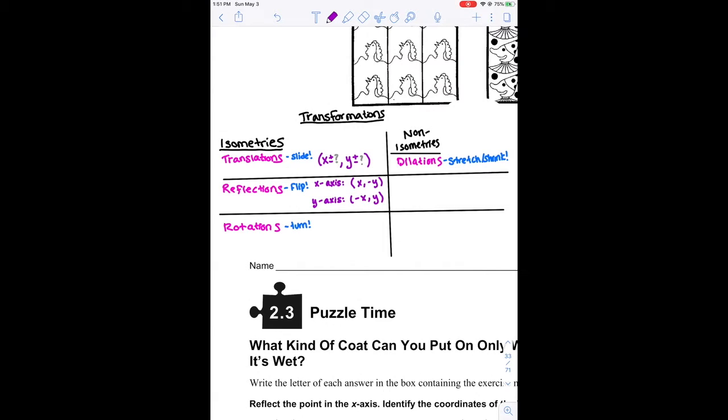Hey everyone, today we are going to keep talking about transformations. We did translations last time. Today we're focusing on reflections. And then I made this chart to kind of summarize what we've done so far.